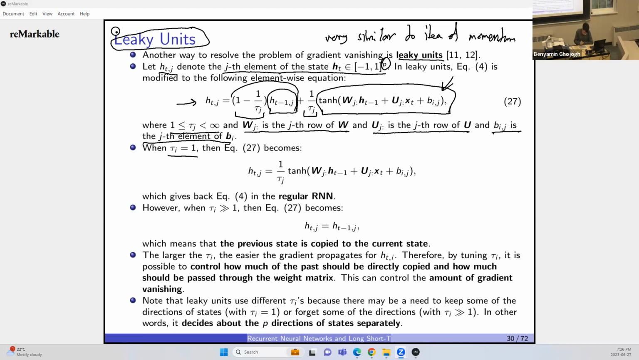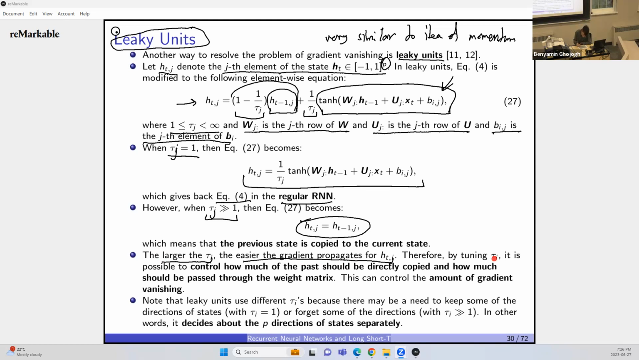So when tau, let's analyze it. When tau J is 1, what happens? Then this equation becomes this, which gives back equation 4 as in a regular RNN. However, when tau J is much greater than 1, what happens? Then it becomes the previous state. So it's a linear combination of both extreme cases, okay? Then the larger the tau J, the easier the gradient propagates for HTJ, HTI, HTJ, I think.